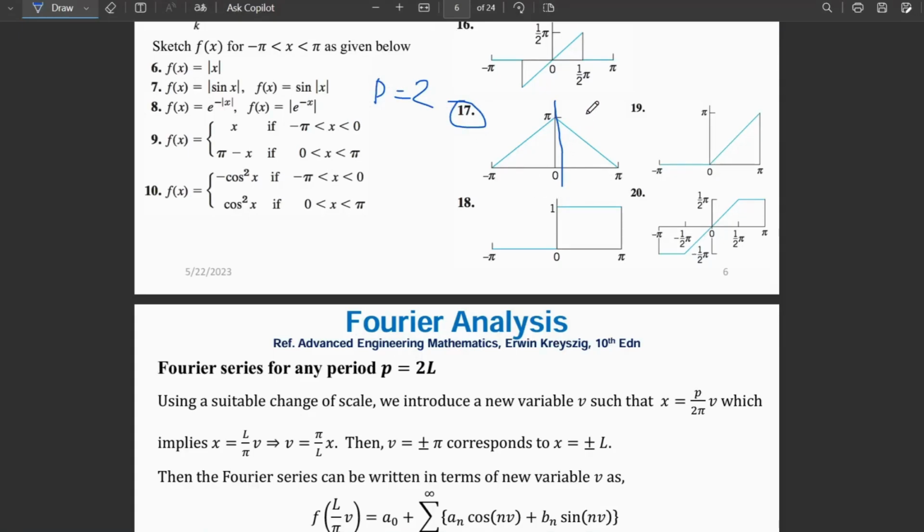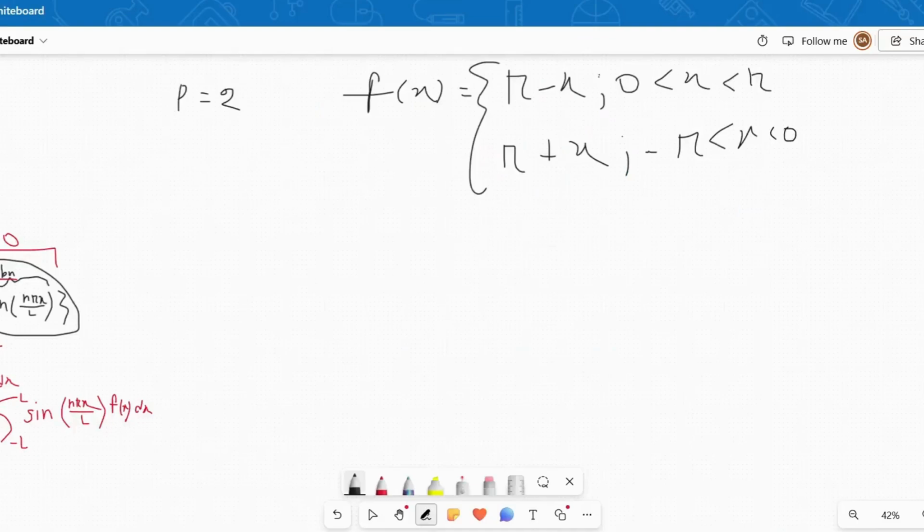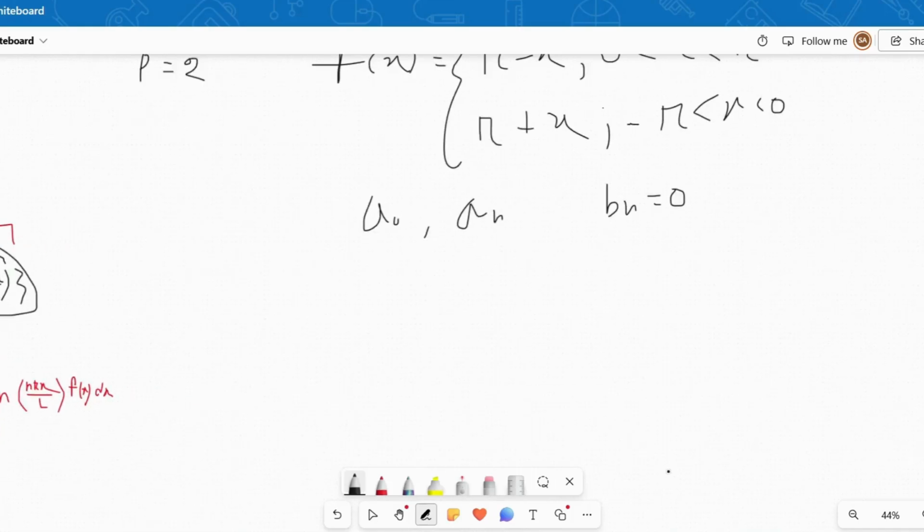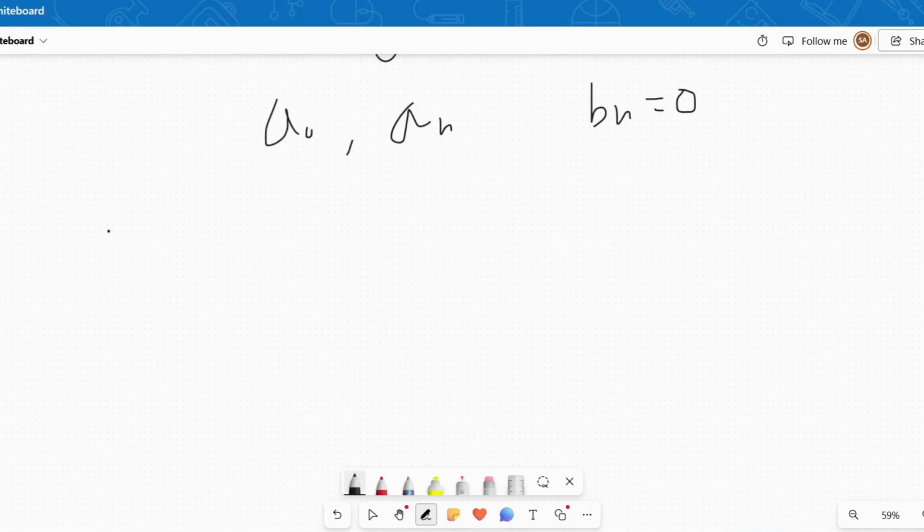So from this graph we find this equation. Now we have to calculate the value of a naught and an. Because of this even function, bn is 0, so we do not calculate the value of bn. Now we already know about the formula. Let's rewrite the formula of a naught.